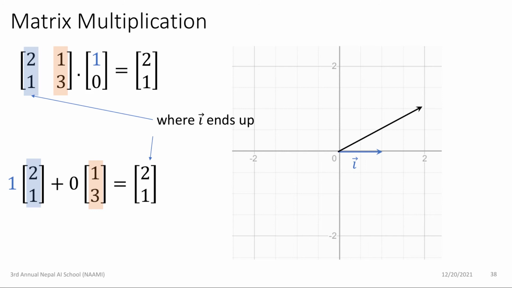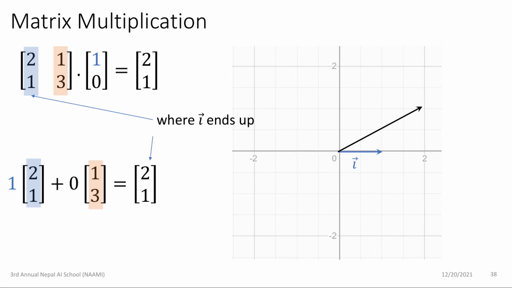So to do that, let's look at the same matrix 2, 1, 1, 3, and multiply it by a much simpler vector 1, 0. So we all know 1, 0 is the unit vector in the x direction. That's a very intuitive 2D representation of this. So if you multiply this matrix with this vector, we get this vector, which is 2, 1.